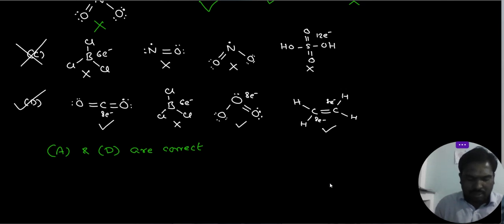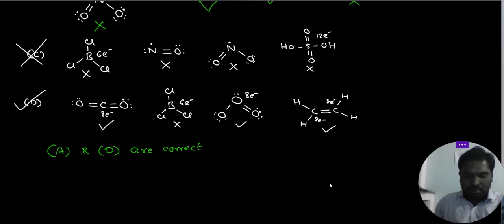So in option C, none of them obey the octet rule, all compounds are not obeying. Now coming to option D. Carbon dioxide, already we discussed, around the carbon 4 bond pairs, 8 electrons, obeying the octet rule. Boron trichloride, we discussed already, trigonal planar shape, 3 bond pairs, 6 electrons, not obeying the octet rule. Ozone, obeying. And ethylene, obeying. So among the 4, 3 obey the octet rule. At least 3 should obey, so that is enough.